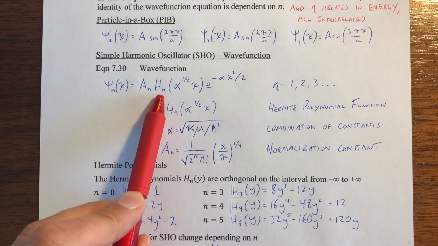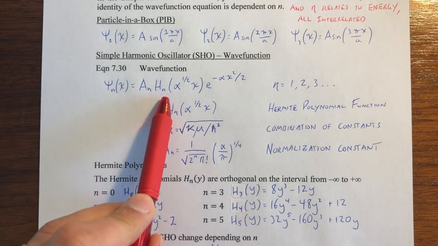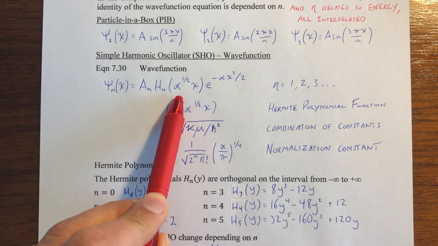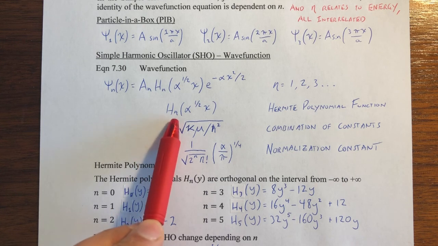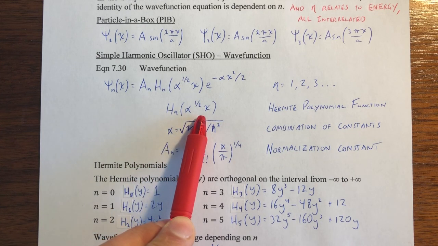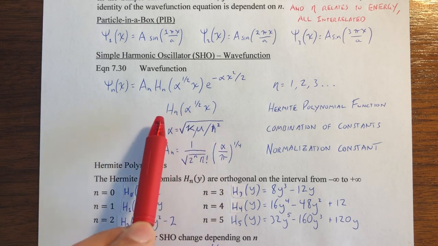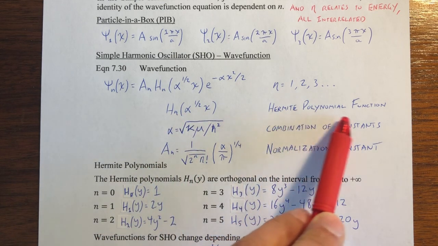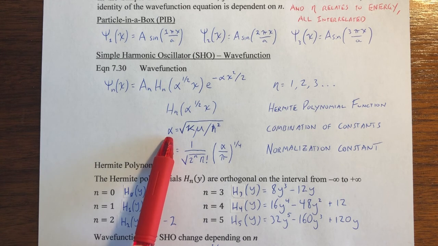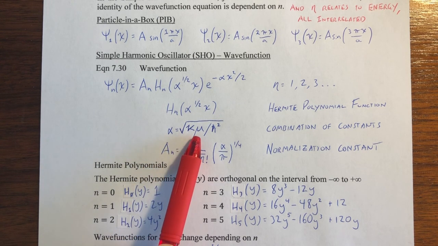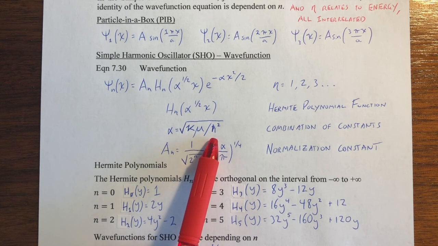This expression here is the Hermite polynomial function, h of alpha raised to the 1/2 times x. So this is not a variable times an expression in parentheses. This is a function, and it's the Hermite polynomial function, which we'll get a little bit more on in a second. Our alpha is just a combination of constants. That's the square root of the spring constant times the reduced mass divided by h bar squared.